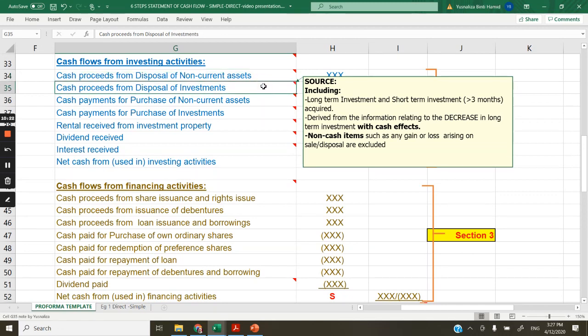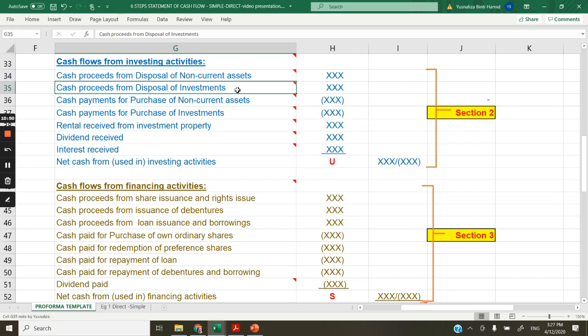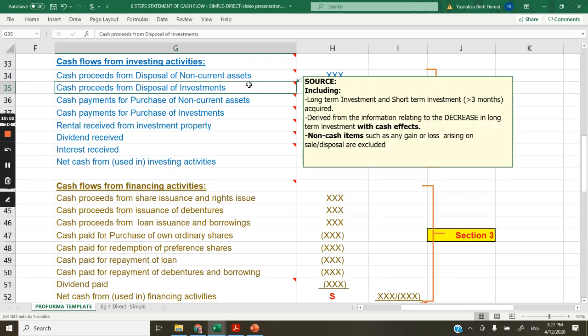So second one is also relating to disposal. This is disposal of non-current asset, but I'm putting this separately because this is disposal of investment. So investment which are more than 3 months are normally included under investing activities. If you dispose, you sold off the investment, those cash that you receive is what you include here. The cash that you has debited to your bank account as a result of disposal. However, you must take into consideration if there are any non-cash items that shouldn't be included, like gain or loss on disposal.